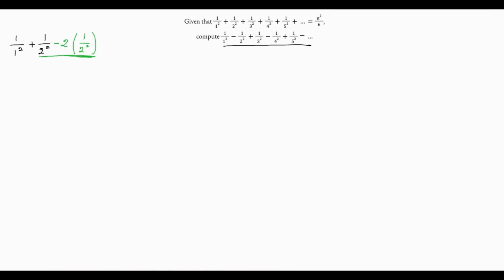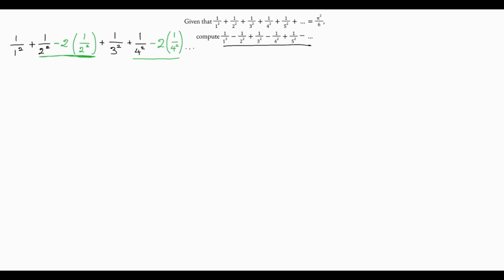Alright. The third term in both expressions is also the same. It's a positive 1 over 3 squared. And now the fourth term in our first expression is 1 over 4 squared. But we need to add something again, such that the value of the two terms will sum to negative 1 over 4 squared. So once again, we can subtract 2 times 1 over 4 squared. And this will continue.